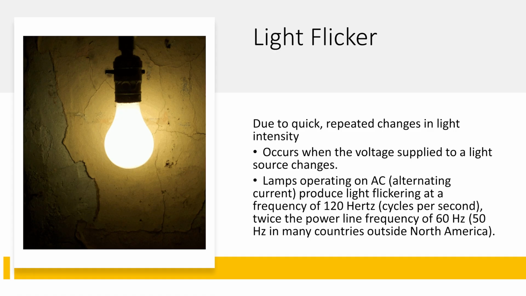Light flicker is another persistent risk factor in the work environment, particularly in office and factory settings. Quick repeated changes in light intensity happen when the voltage supplied to a light source changes. This is not usually a concern with incandescent light bulbs because the element doesn't cool quickly enough to change intensity during the on-off cycles of alternating current power.